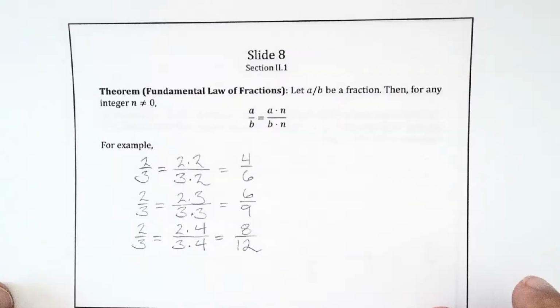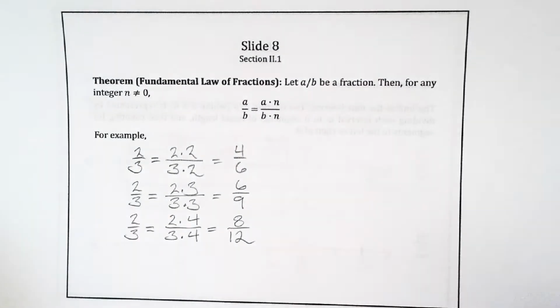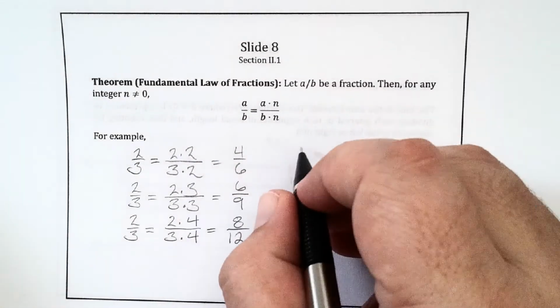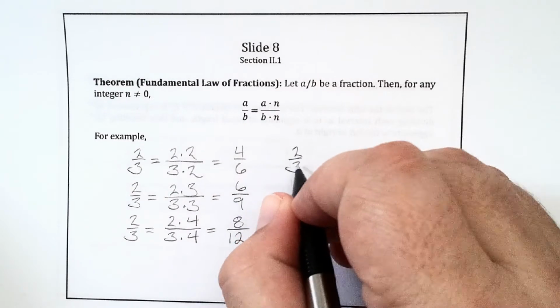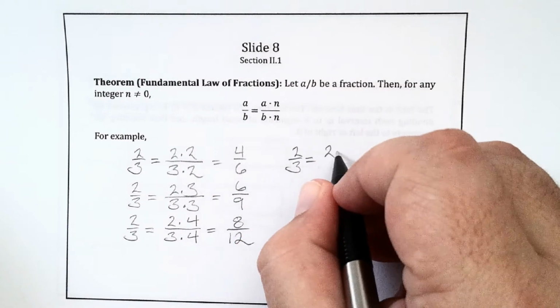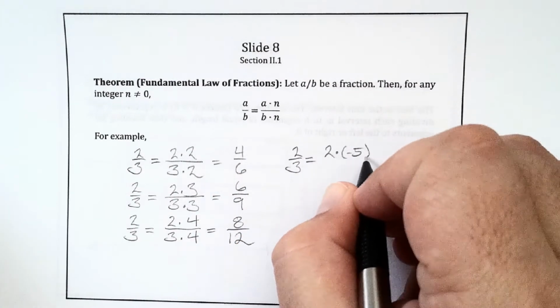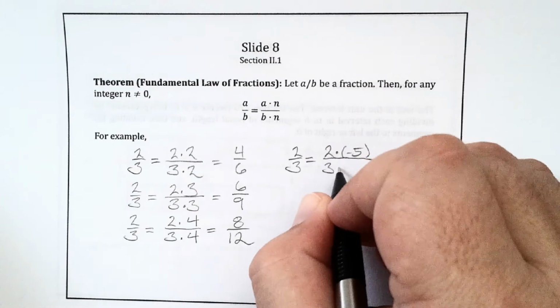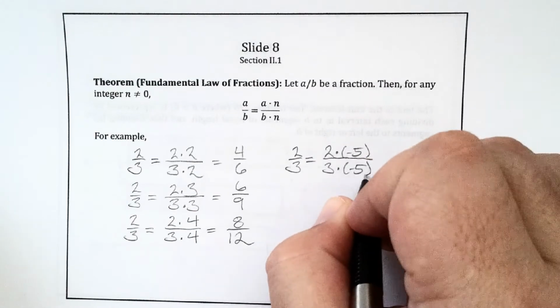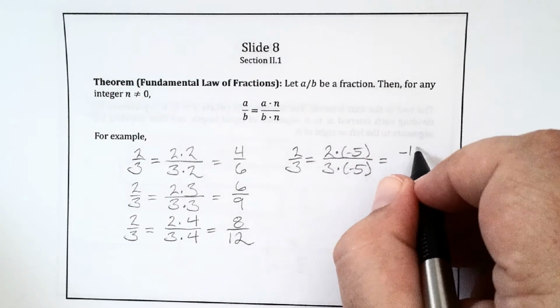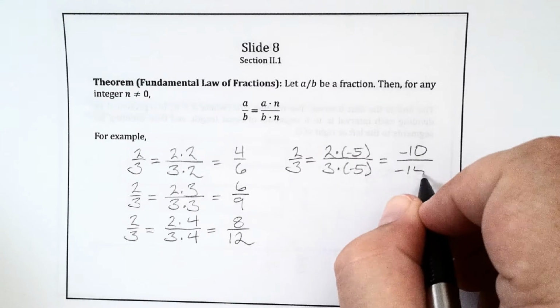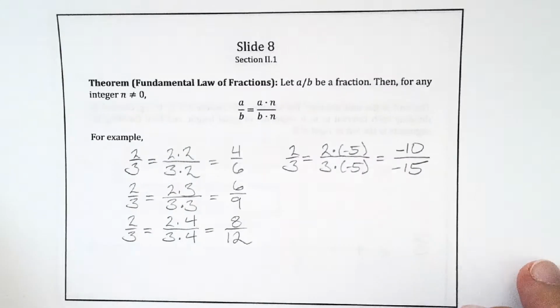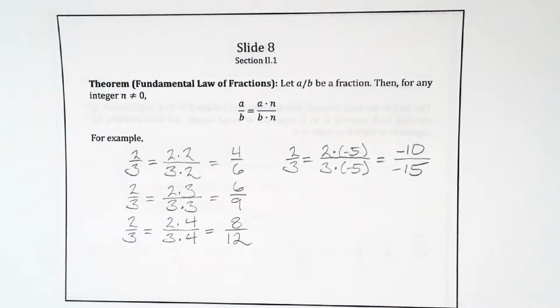And it doesn't have to be positive either. The n does not have to be positive. So, for example, I could do 2 over 3 is equivalent to 2 times, I don't know, -5 over 3 times -5, which would give me -10 over -15. Okay, so that is what the fundamental law of fractions tells us.